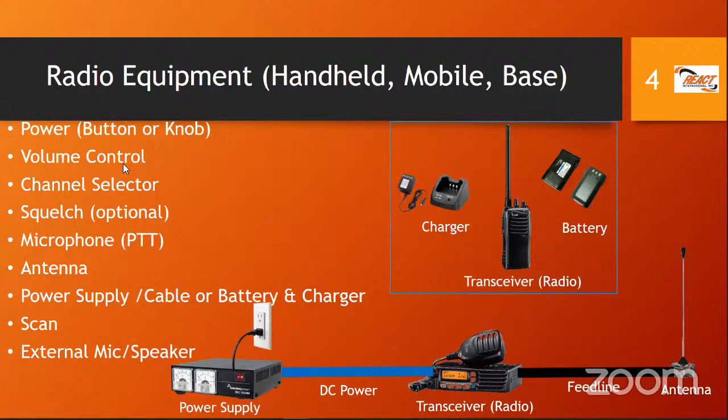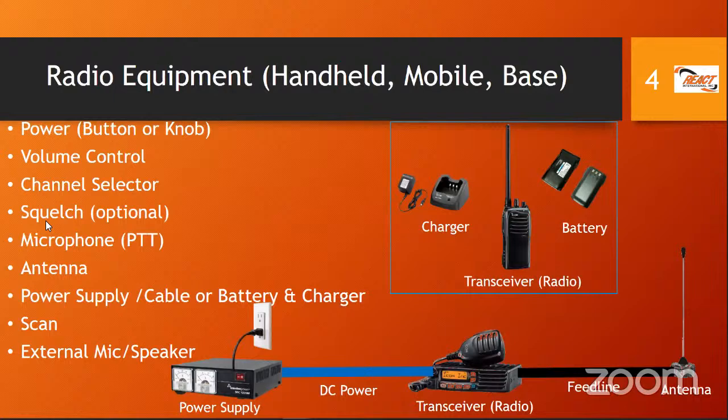We have a volume control to increase or decrease the level of audio. We don't want it to be too loud and we don't want it to be too soft. We have a channel selector. As radio operators, we may have a selection from multiple channels. As amateur radio operators, we may have channels as well, but we may also have what is known as VFO, where we can change the frequency at will. We can be frequency agile.